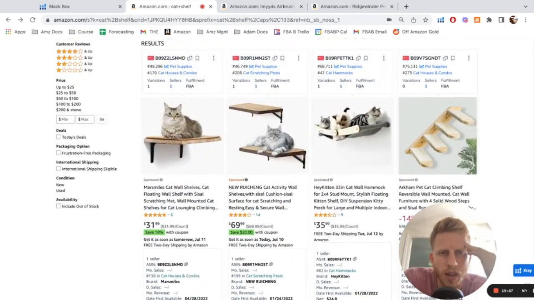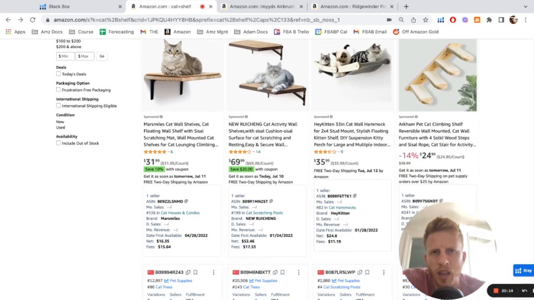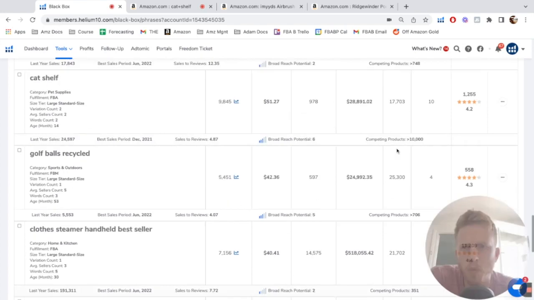The whole time I'm thinking, how would I stand out? So if you can't find an obvious thing to fix in the reviews, then you've got to think, can I stand out visually in some way? So that's what I would be thinking. Is there a different type of wood I can use? Is there a different design? Is there something that I can come up with to really stand out to cat owners? But nothing is jumping out to me just yet.